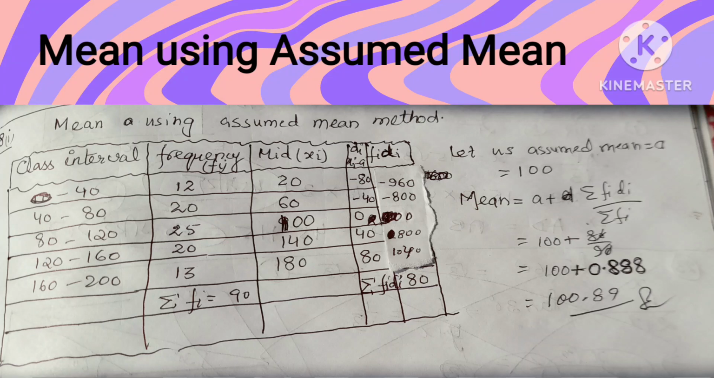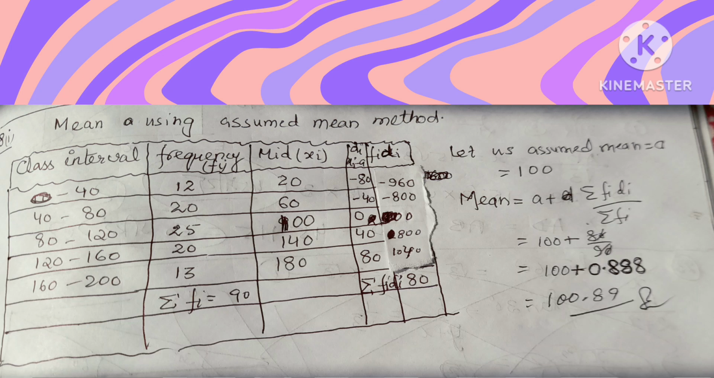In this video, we'll learn how to find out mean using assumed mean. Class interval is given, frequency is given. We'll first take out the mean value of the class interval. So we have written this. After this, we write, let us assume mean is 100 because it is near the mid value.